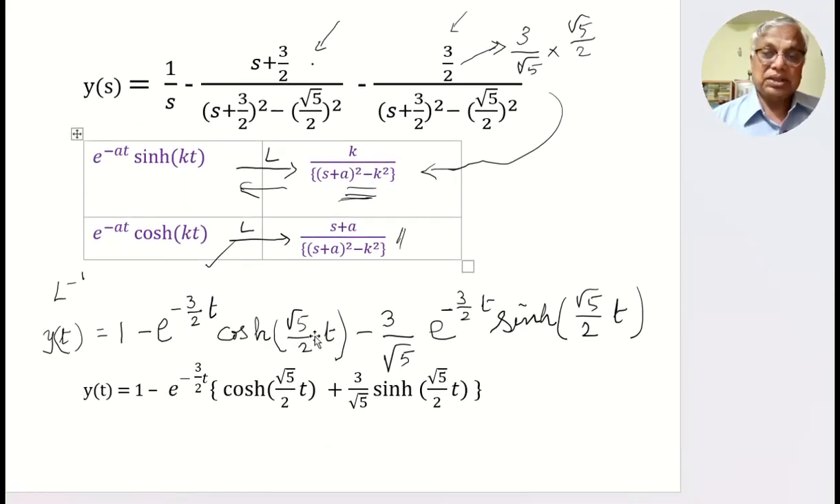So I hope it is clear. So we have seen in the last 3 or 4 lectures different differential equations and the solution of the differential equations by means of Laplace transform.